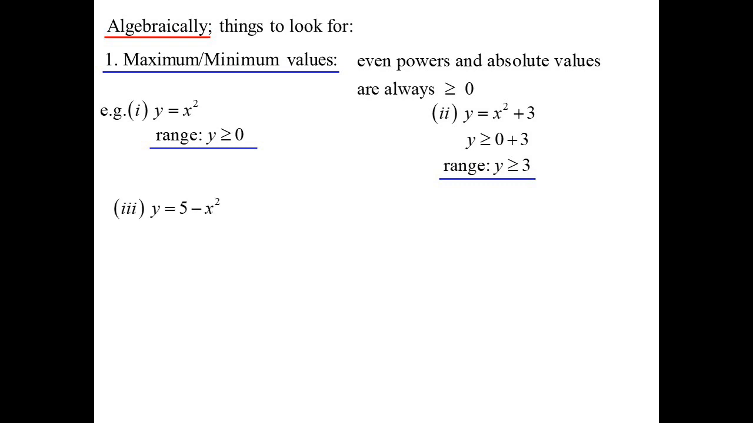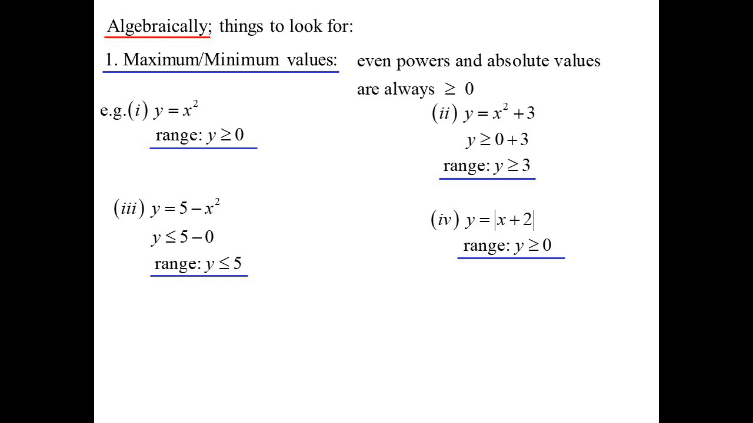5 minus x squared, so this time y has to be less than or equal to 5 minus x squared. If I'm subtracting the x squared, then y is less than or equal to 5. Absolute value of x plus 2, absolute values are always greater than or equal to 0. And similar idea, well, if I've got the absolute value minus 5, then it must be 0 minus 5.